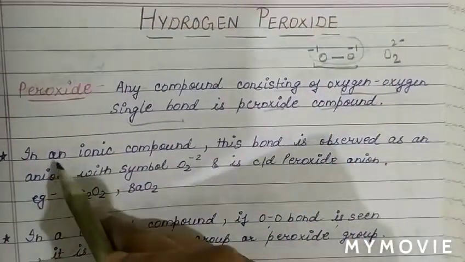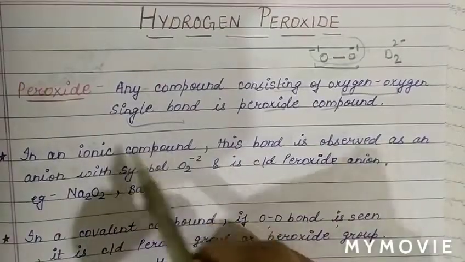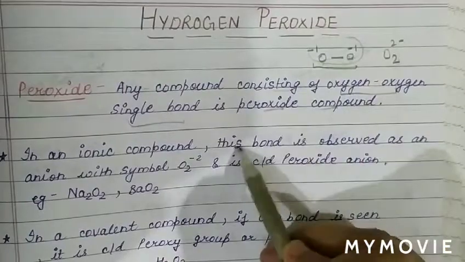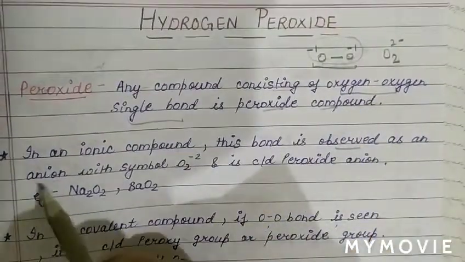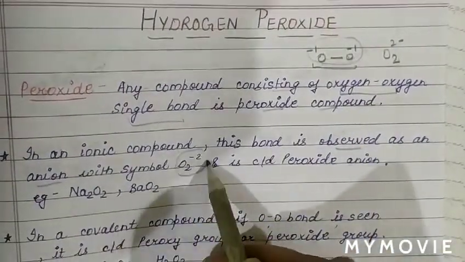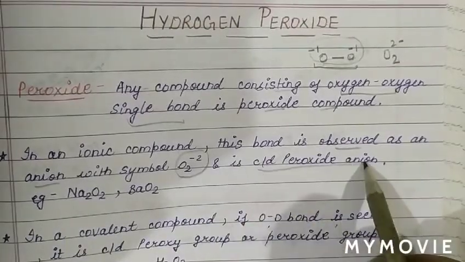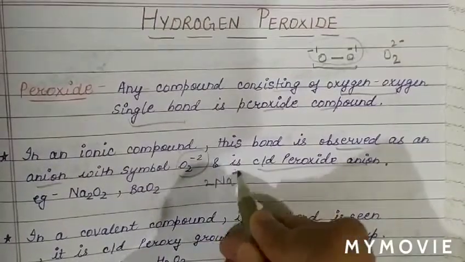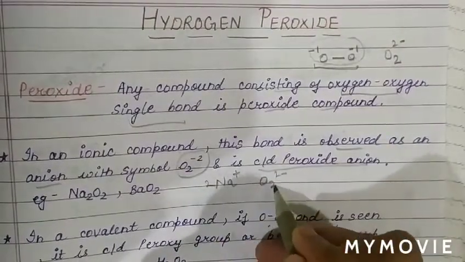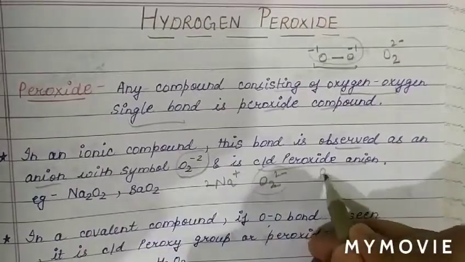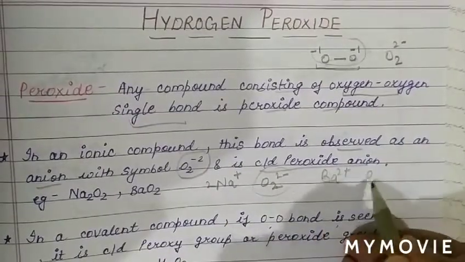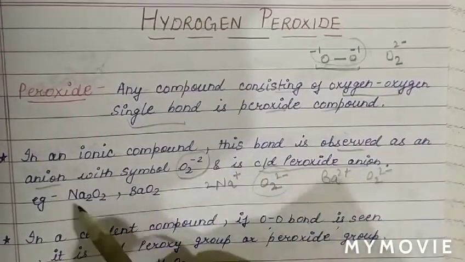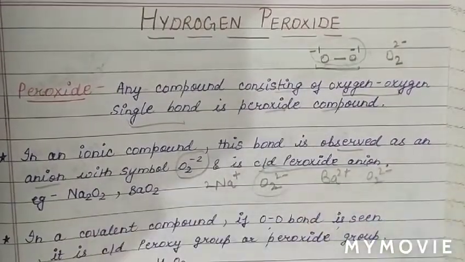Now we can say that in an ionic compound, this oxygen-oxygen bond, the peroxy linkage, is observed as an anion with the symbol O2 2 negative. This ion is called the peroxide ion. For example, Na2O2: if Na2O2 breaks, it gives 2Na plus and O2 carrying 2 negative charge. This is the peroxide ion. Similarly BaO2 gives Ba 2 positive and O2 carrying 2 negative charge. So examples are Na2O2 and BaO2.